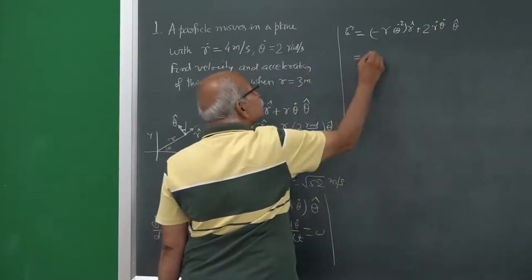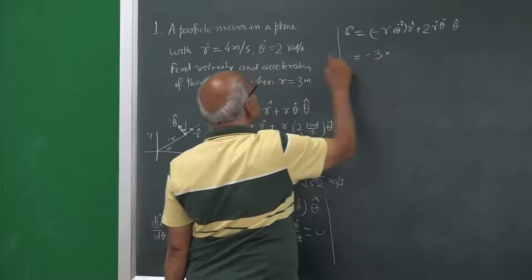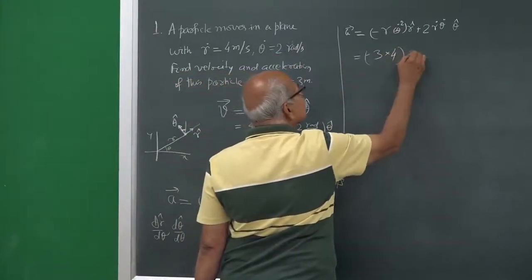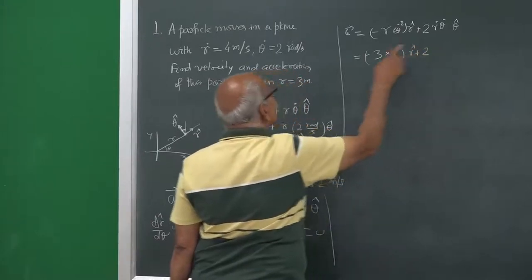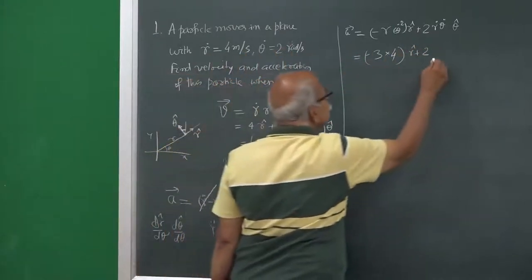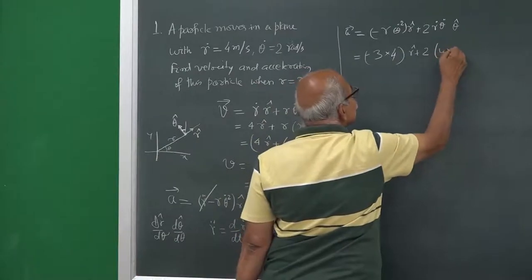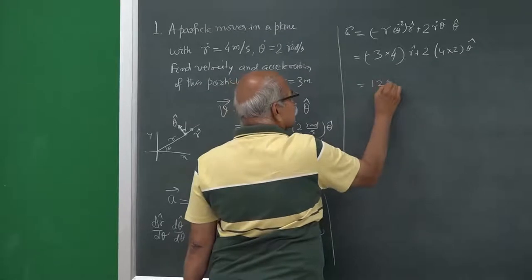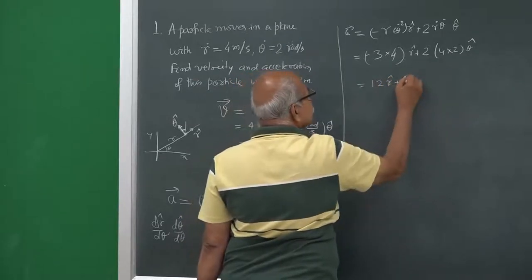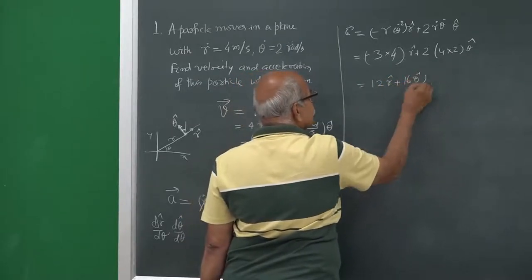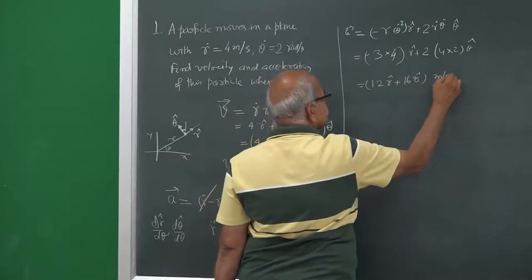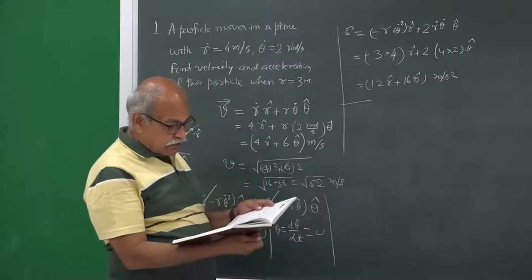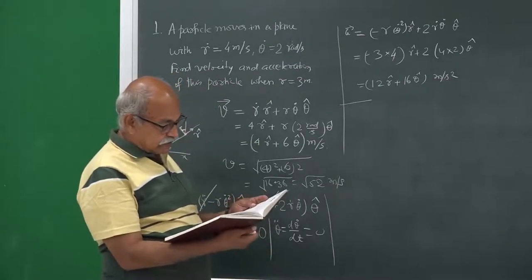You put the value 3 here, then theta dot square is 4, and this much r cap, plus 2 times r dot into theta dot, 4 into 2, theta cap. So that is the acceleration, minus 12 r cap plus 16 theta cap meter per second square. Okay, so that is how you can get this acceleration.